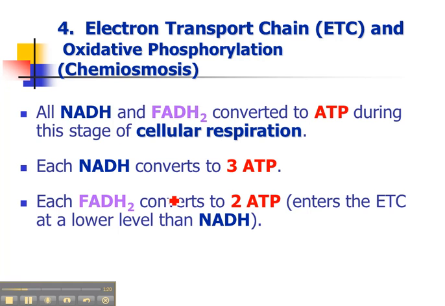So, like I said, all that NADH and FADH2 are now going to be converted to ATP. Each NADH is converted to 3 ATP. Each FADH2 is converted to 2 ATP. So we really like these NADHs. They're worth a little bit more to us.